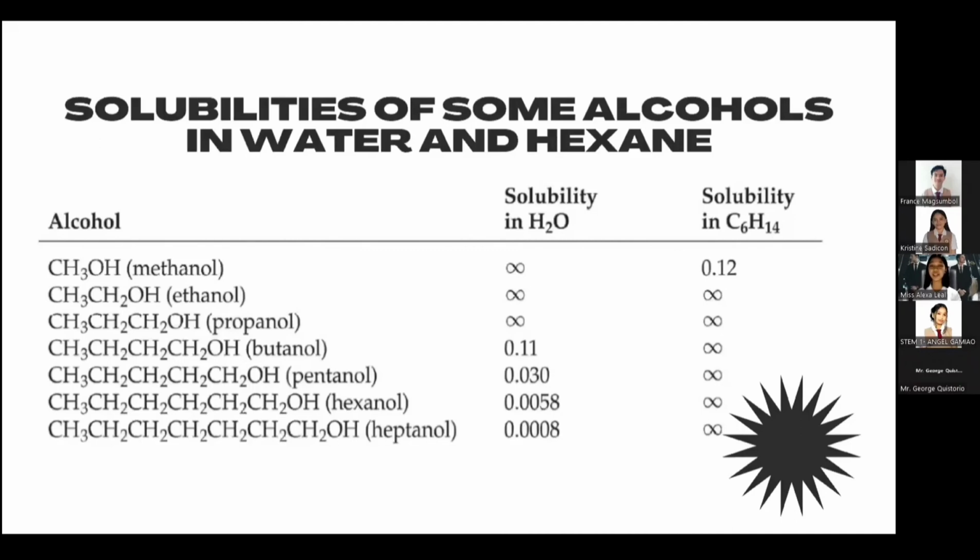Next one is the pentanol. Pentanol is 0.030 soluble in water while it is miscible with hexane. Next one is the hexanol. Hexanol is 0.0058 soluble in water and miscible with hexane. The last one is the heptanol, which is 0.008 soluble in water and miscible with hexane.